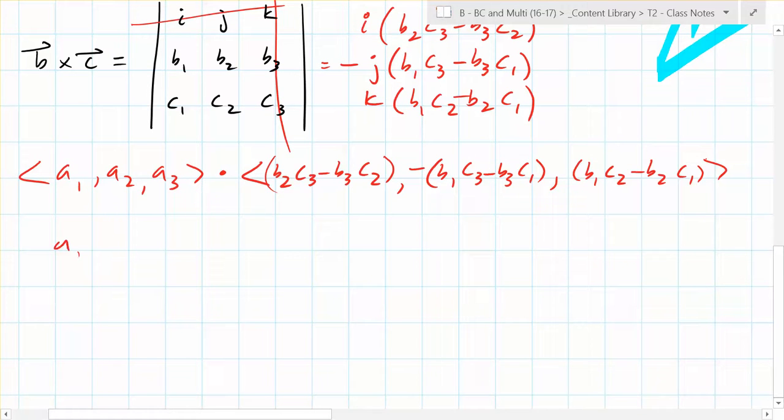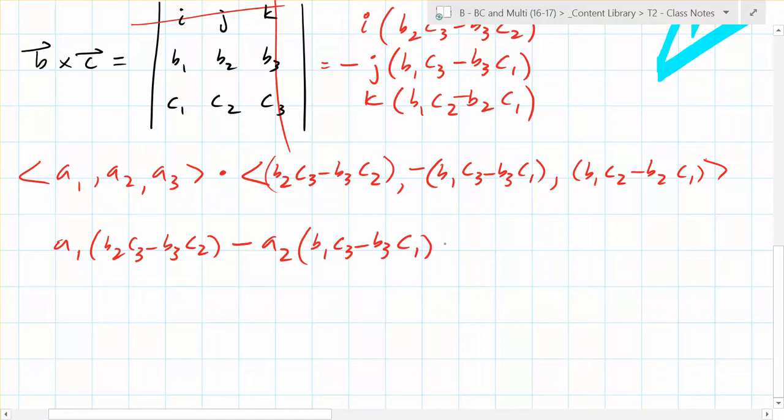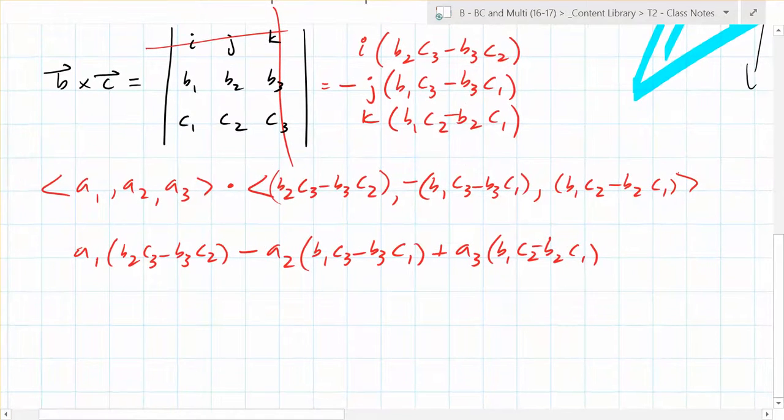It would be A1 times what? B2 C3 minus B3 C2, right? Minus A2 times what? B1 C3 minus B3, plus A3 times what? B1 C2 minus B2 C1, right? Okay, that right there is the dot product. That is a scalar, right? Those are all numbers, so that would be a scalar.